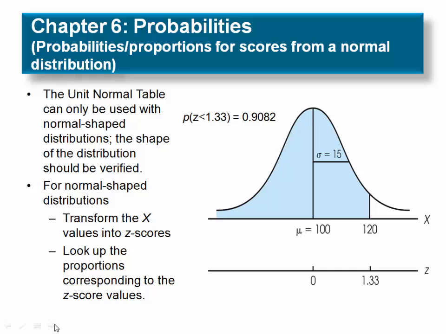Before you can answer that question, you have to transform the raw score of 120 to a z-score, and in this case, as is shown on the slide, the z-score is z equals 1.33. Then you can consult the z-score table, find the z-score of 1.33, and locate the proportion in the body column, column B, to correctly find that the proportion of scores less than z equals 1.33 is 0.9082.